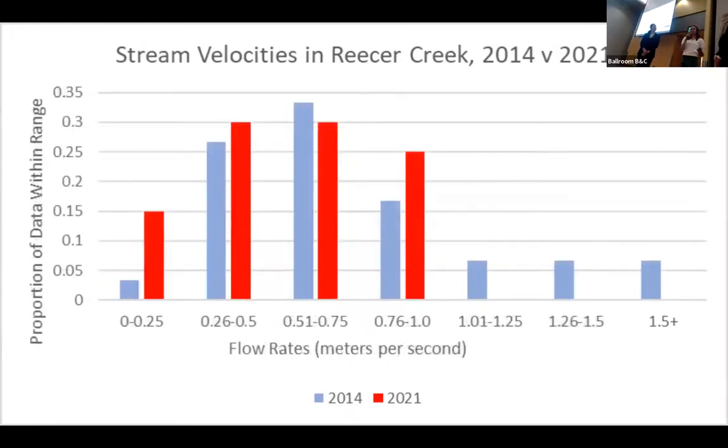So this is another graph similar to the one that we just looked at, but because the number of data points that we collected was not the same as in 2014, we just wanted to show you those same flow rates in percentages so you could get a better idea of how those data points compared. In 2014, you can see that they still were pretty skewed. And then in 2021, we had a fairly large percent of our data right here in this 0.26 to 0.75 range. And that range for velocity is ideal for, like Reagan mentioned earlier, coho spawning and rearing.